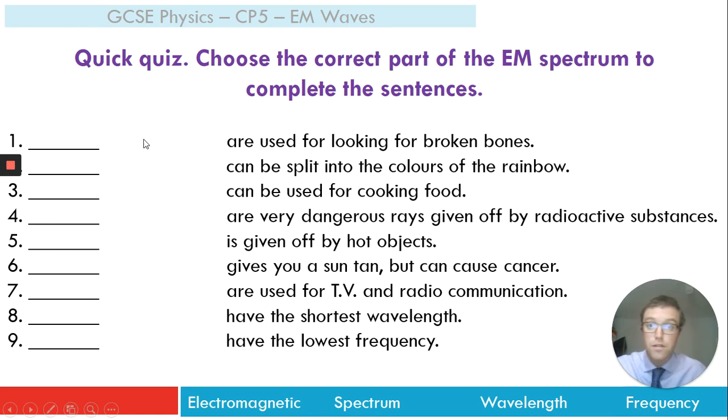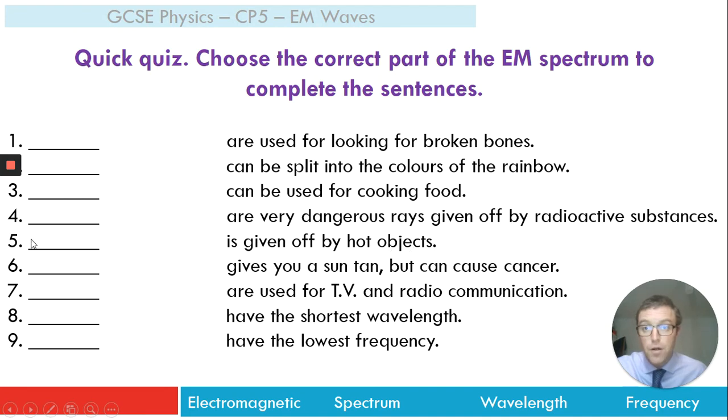Okay, what are the answers? Used to look at broken bones, X-rays. What can be split into the colours of the rainbow? That's visible light. What can be used for cooking food? Microwaves. Very dangerous, given off by radioactive substances, is gamma rays.